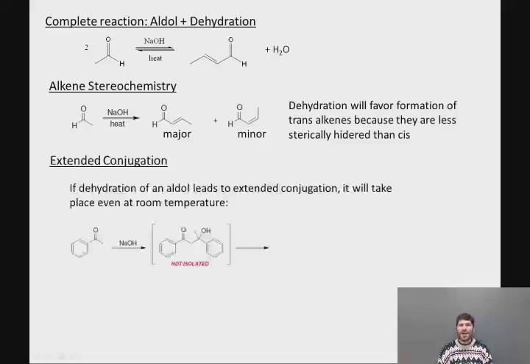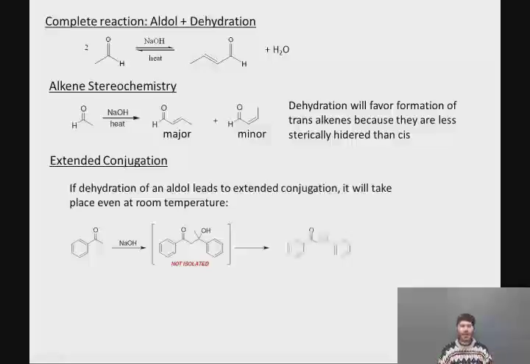So another point that I want to bring up is that if dehydration of an aldol leads to extended conjugation, okay, that means more than just 2 double bonds in conjugation, dehydration will take place even at room temperature. So if we consider acetophenone as our starting material, it's a ketone and it's got an aromatic ring, the initial aldol product cannot be isolated, the beta hydroxy ketone.